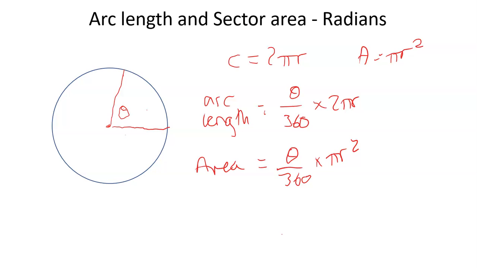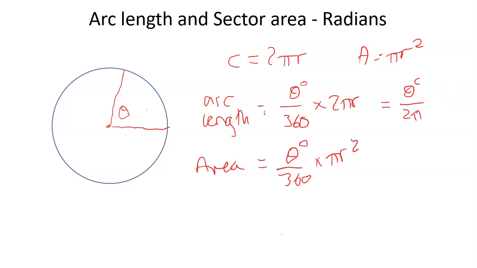We can do this in radians as well though, and if we do it in radians it's exactly the same. It's just going to be the angle in radians over a full circle in radians. Just like here, it's just the angle in degrees over a full circle in degrees. So we can do exactly the same thing. So this is in degrees, so we should put a little degrees symbol on. If we do it in radians, it's going to be the angle in radians over a full circle, 2 pi, times 2 pi r.